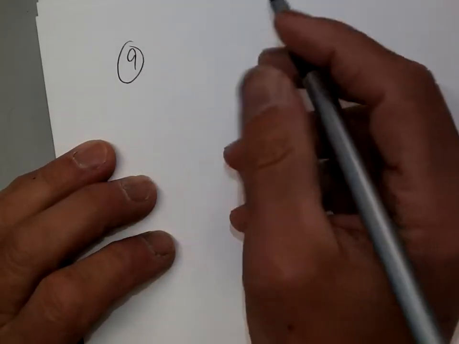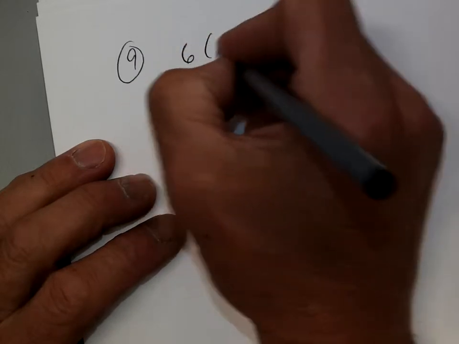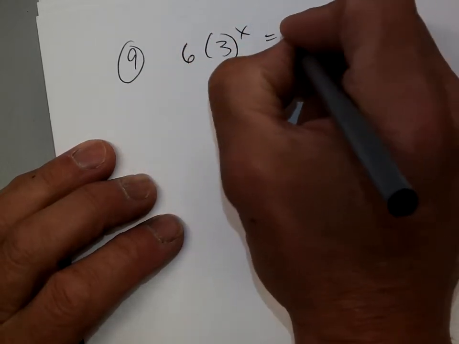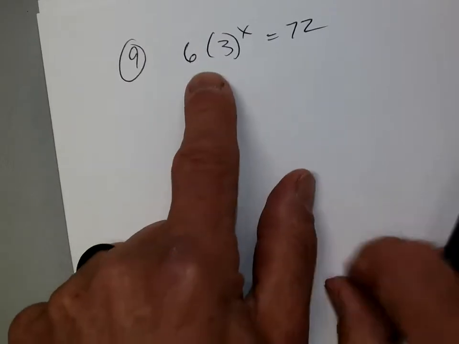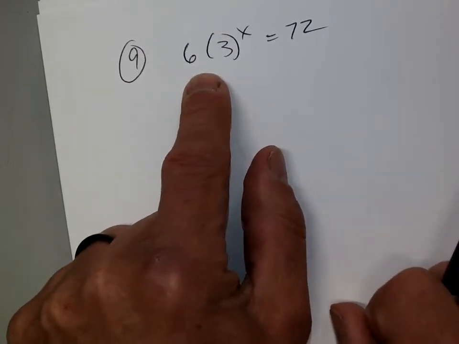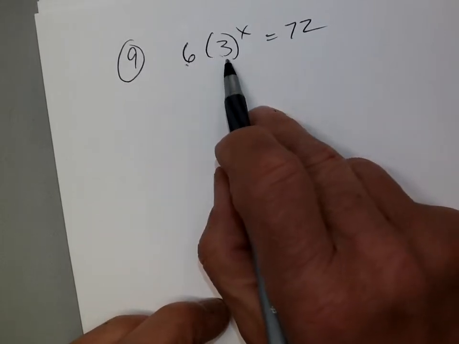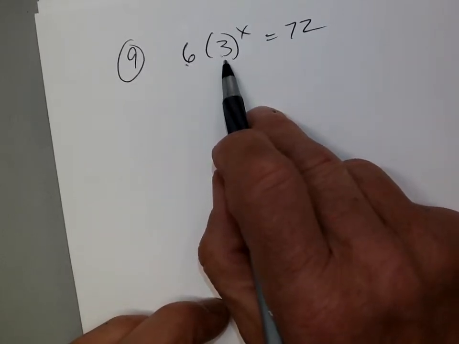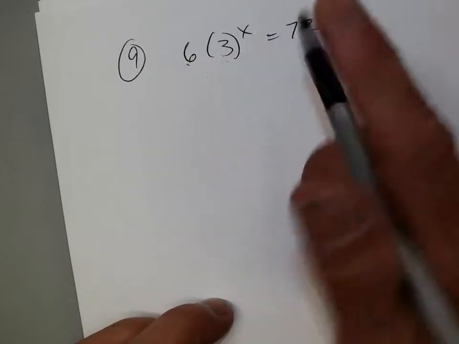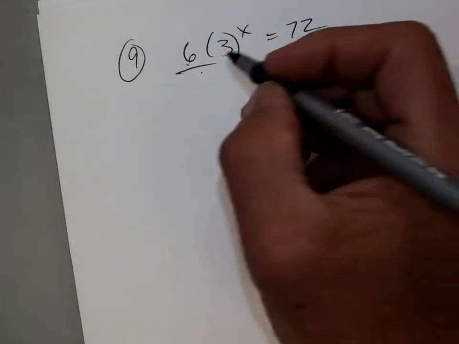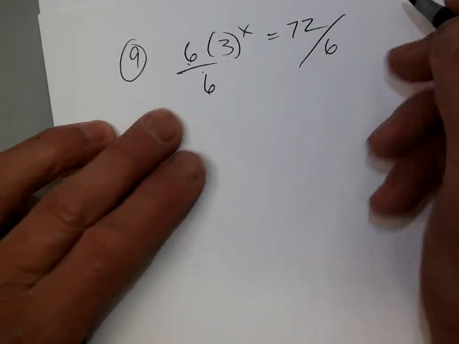Okay, number 9. Number 9's easy too. You just have to divide by 6 first. Okay, I want to make a point here. I'm going to do my Mr. Davies crazy stuff: do not multiply these. Don't do it. Do not pass go, go straight to jail. Do not collect $200. Don't multiply 6 times 3. Divide by 6 first.